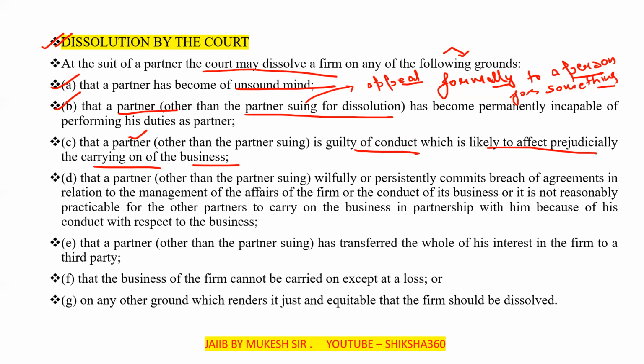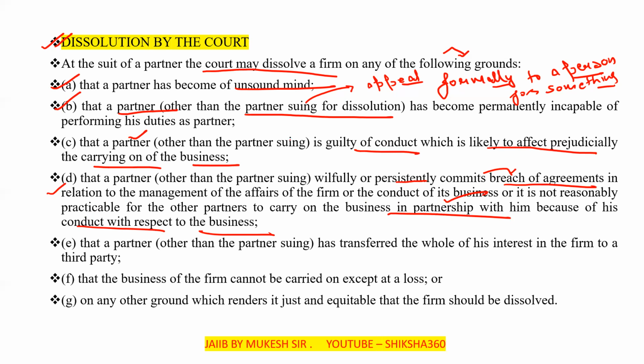Fourth, a partner willfully or persistently, that is regularly, commits breach of agreements in relation to the management of the affairs of the firm or the conduct of its business, or it is not reasonably practicable for the other partners to carry on the business in partnership with him because of his conduct with respect to the business.